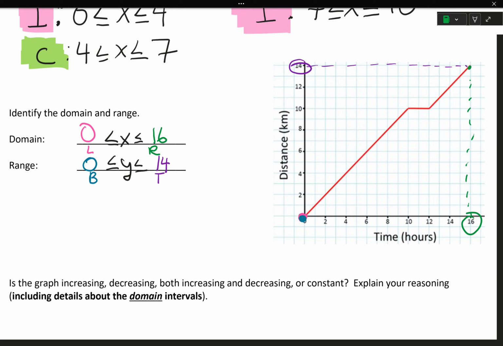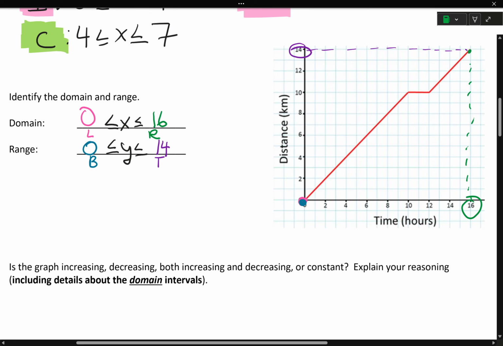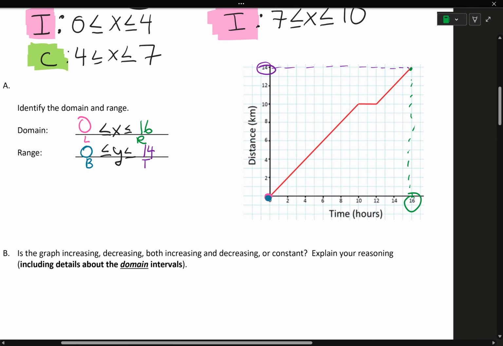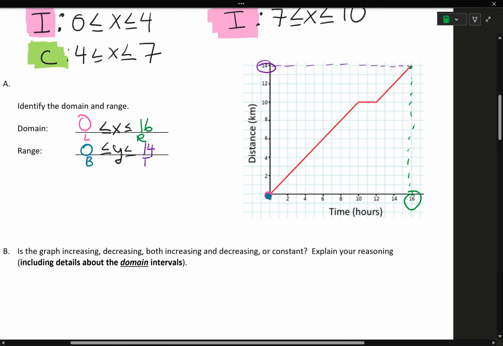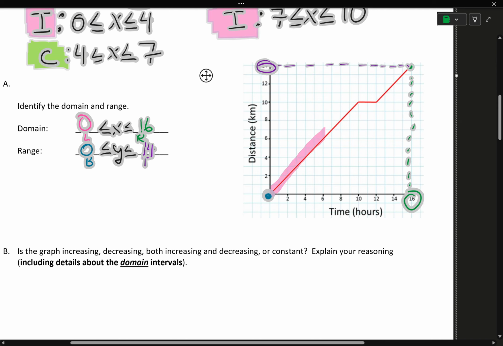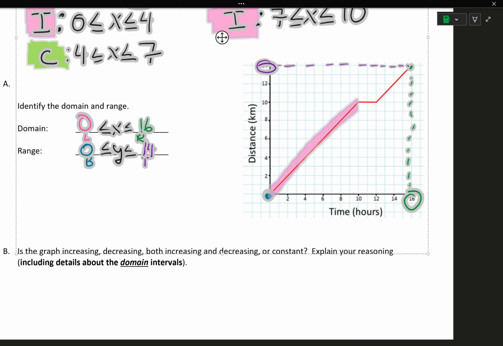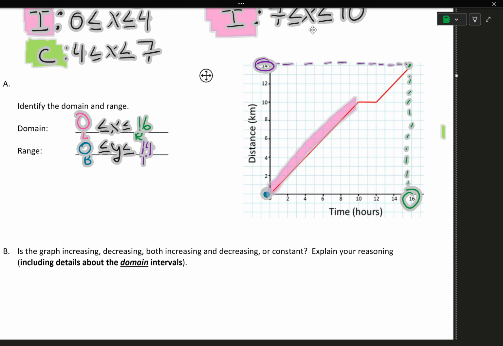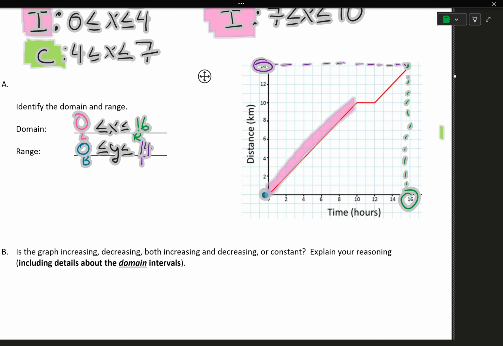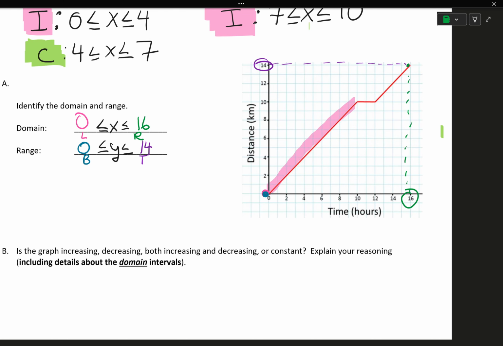Next, let's do our intervals. All right, let's check it out. I see 3 intervals. We are increasing, then we're constant, and then we're increasing again.